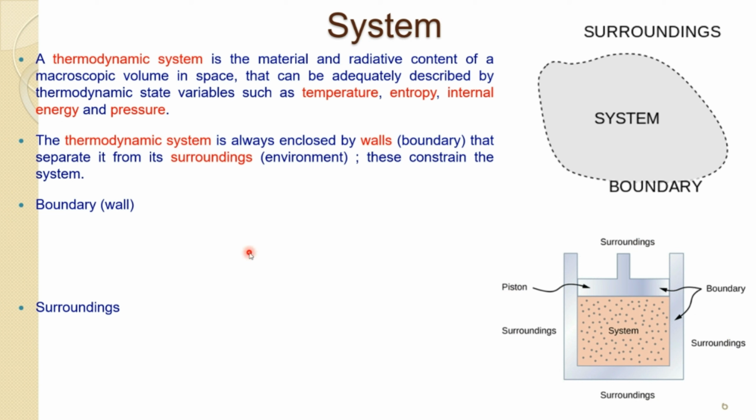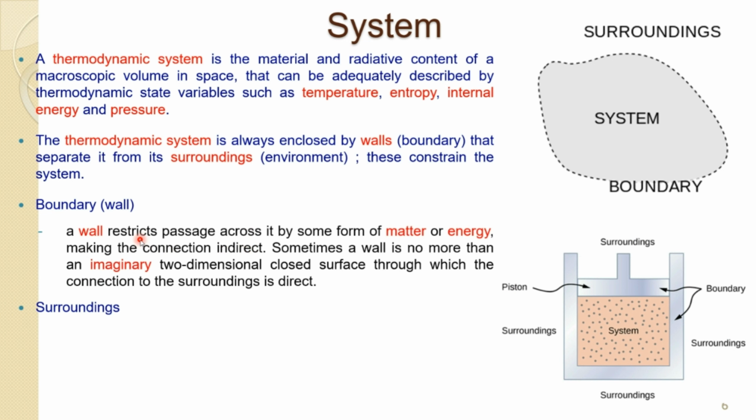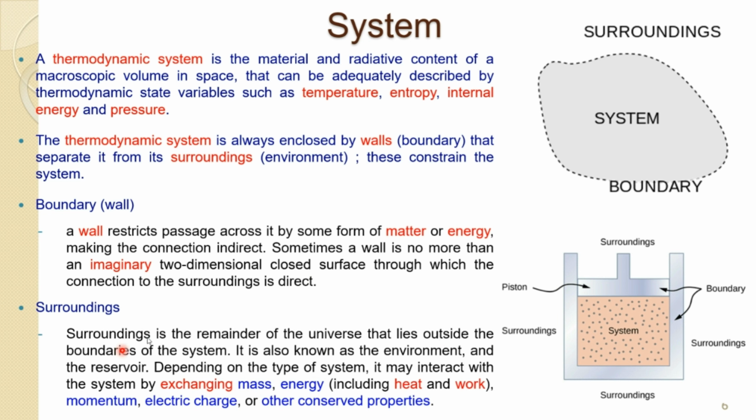Okay, so let's take a look at the definition of the boundaries. The boundary, a wall, restricts passage across it by some forms of matter or energy, making the connection indirect. Sometimes a wall is not more than an imaginary two-dimensional closed surface through which the connection to the surroundings is direct. So this can be imaginary, it can be real, but you can just imagine this is the boundary. This is the system. So what are the surroundings? The surroundings are the remainder of the universe that lies outside the boundaries of the system. It is also known as the environment and the reservoirs.